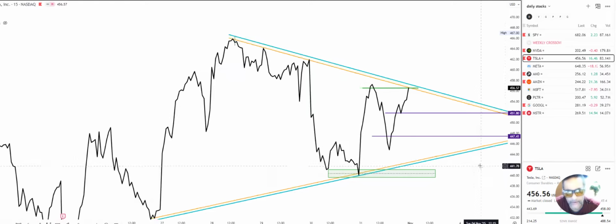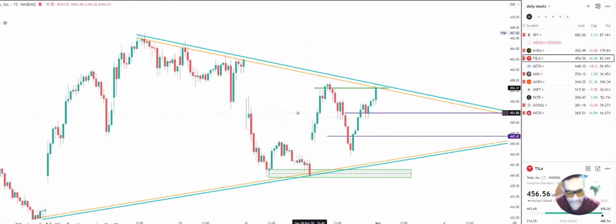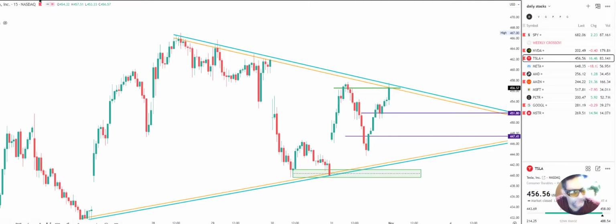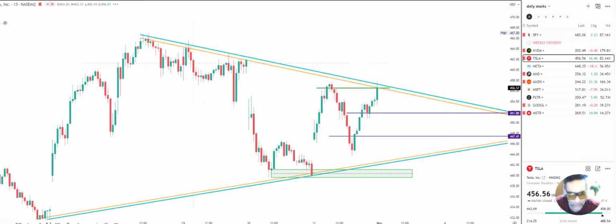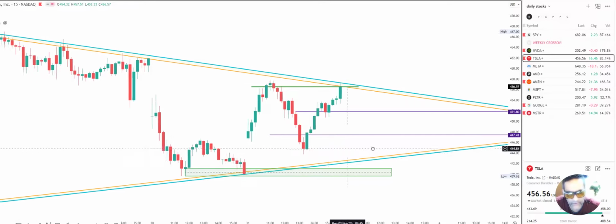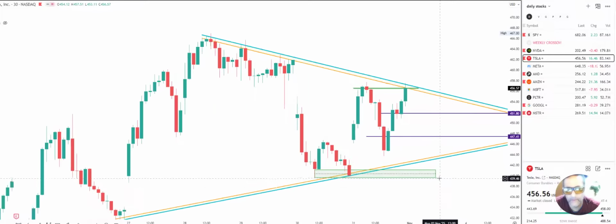Switch it to a line chart, makes sense. Switch it to a candlestick. This is 15 minutes. If I switch it to say 5 minutes, I still would have entered here, but I prefer less noise, which you get with the higher time frame. Less noise, it makes more sense. If I go to a 30-minute, that would be even more clear.